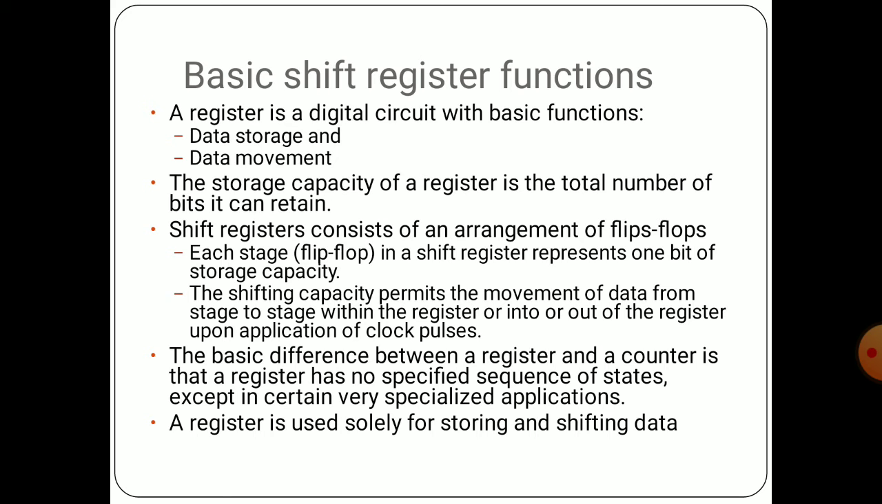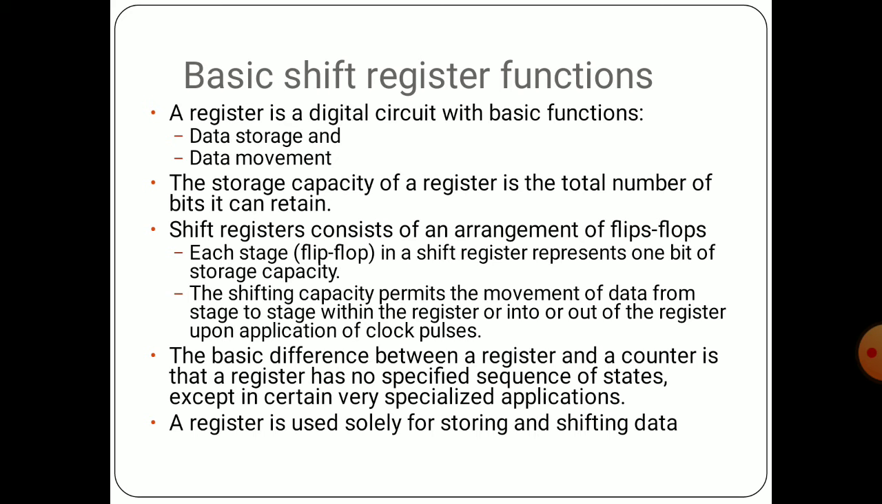Which works under basic clock pulses, right? And the main difference between register and counter, so that you must know. So here the counter mainly deals with what? A sequence of states. For example, if it is an up counter, a sequence of states from 0, 1, 2, 3, 4, 5, that is state 0, state 1, state 2, state 3. That indicates a counter. So it has a specified sequence of states.